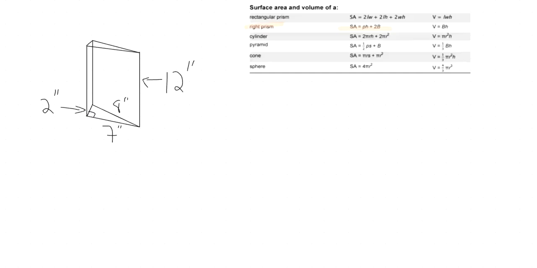All right, let's take a look at what they're calling right prisms. I have never seen one of these pop up on a test before, a practice test, but it is on your formula sheet. And so I want to break down what it means and how to go about solving these.